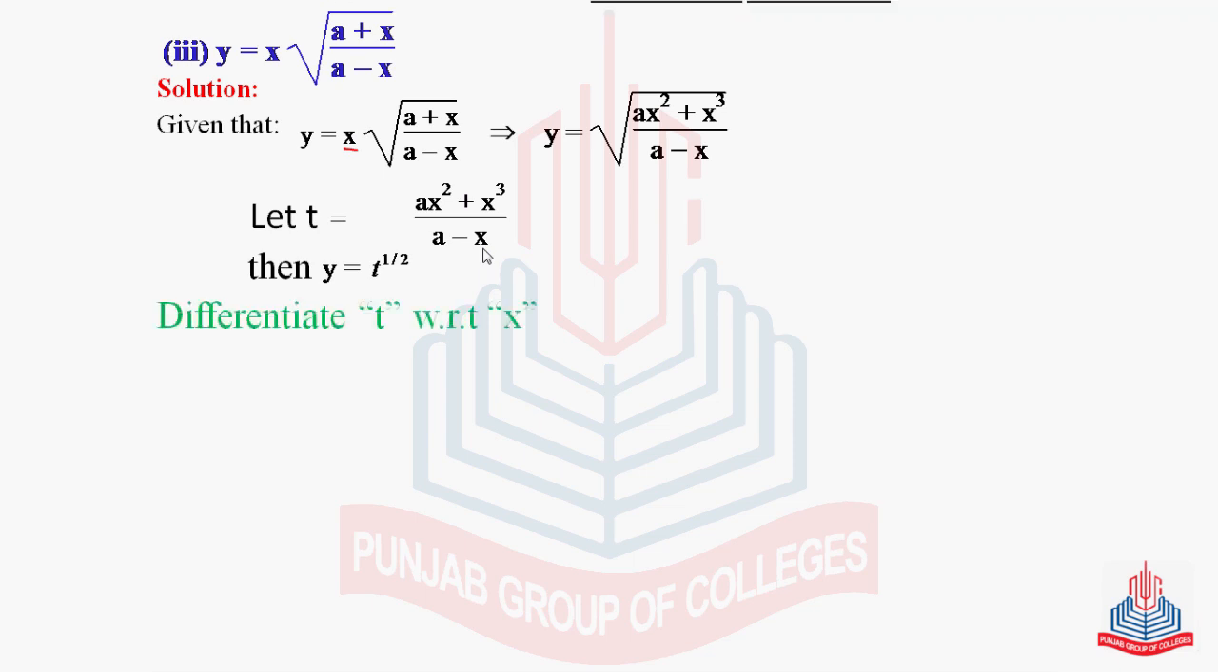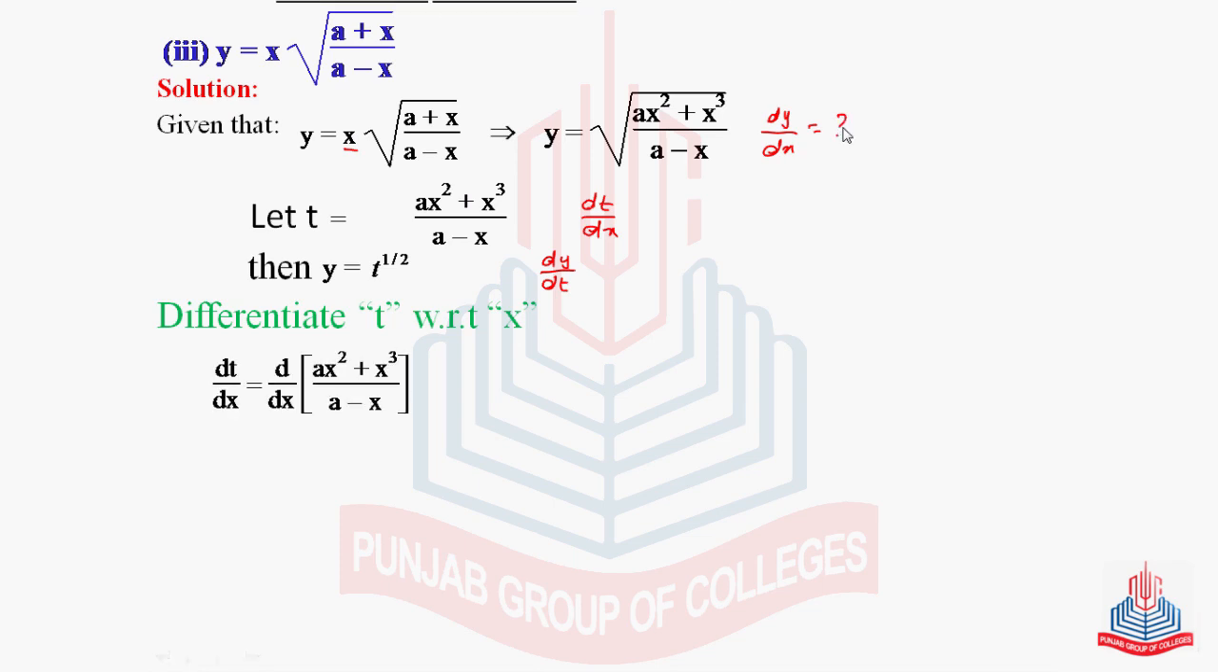Now first we differentiate t with respect to x. From here we have to calculate dt by dx, and then from here we will calculate dy by dt, and by joining these two derivatives by using chain rule, we will calculate dy by dx, which is our required result.